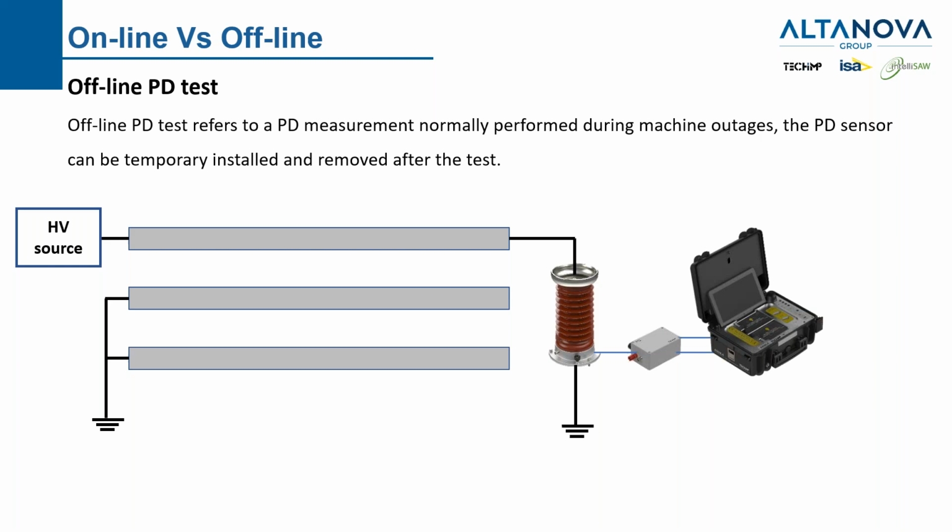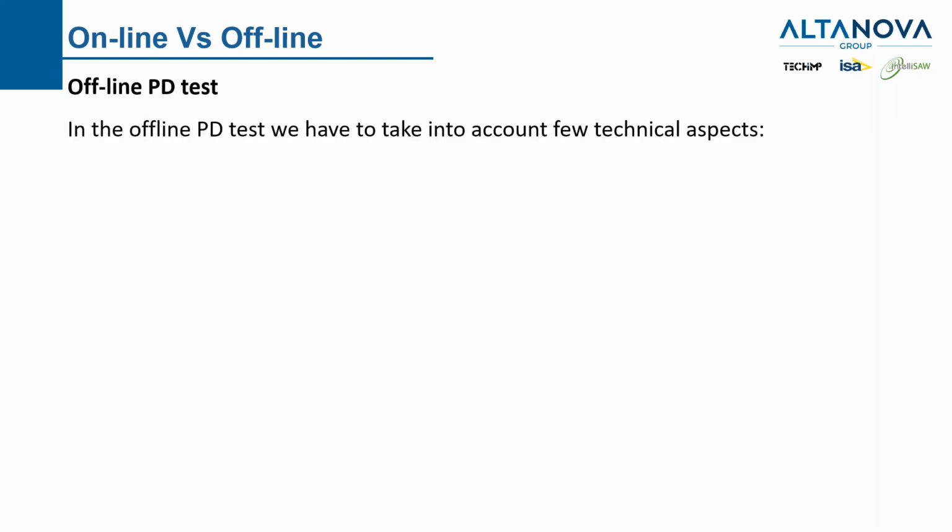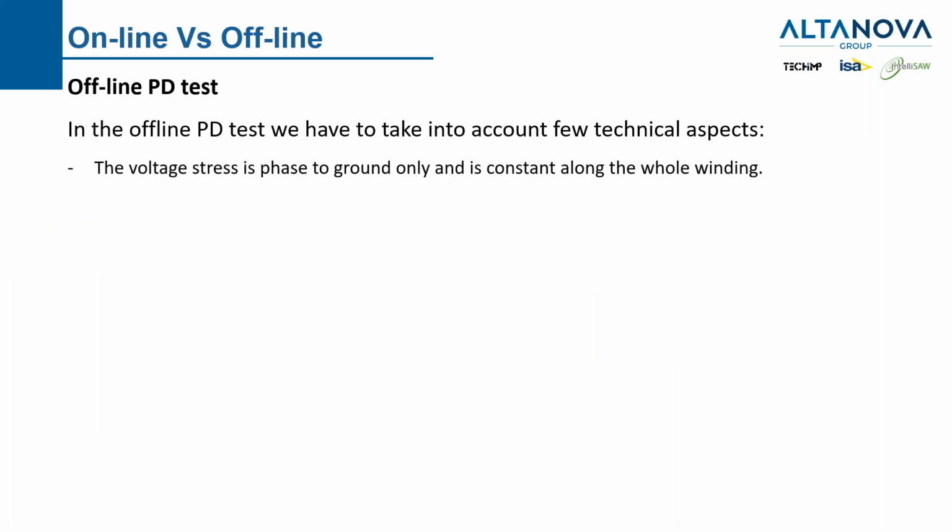In an offline PD test, we normally have an outage, so we have direct accessibility to the windings. We can install, even temporarily, our capacitive coupler. We will inject the voltage in one of the coils, and we will measure one by one with a portable instrument. What are the technical aspects we have to keep in mind when choosing to do an offline test?